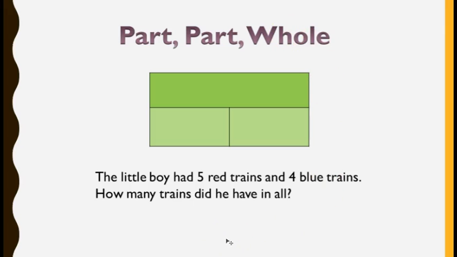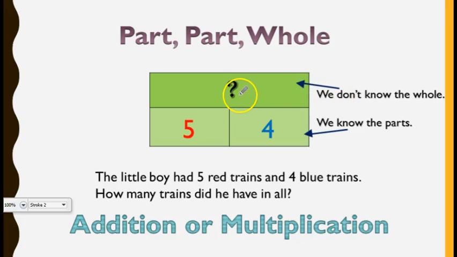So if you can see here, it's asking how many trains did he have in all? And if you ever see this phrase here, in all, that's really the total, right? How many trains did he have altogether? How many trains did he have in all? And that's the part that we don't know. So what we do know are the parts. So that's what you would put in these two little boxes. We know there's 5 red trains and 4 blue trains. So we don't know the whole. So when we don't know the whole, but we do know the parts, that's when we know we're going to be adding or multiplying. Okay, we're going to put them together to find the whole.